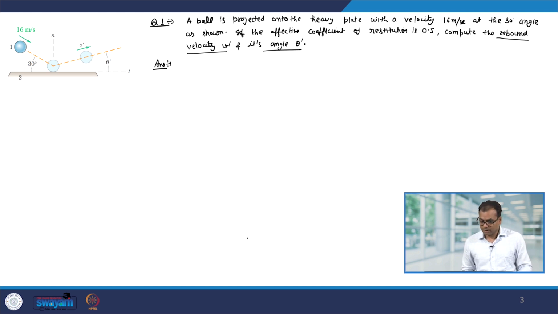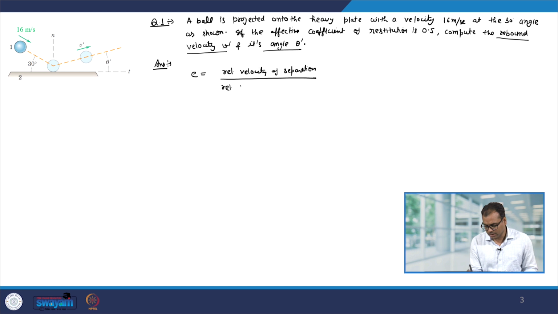It is also given that the plate is heavy. So, therefore, this plate does not move during the impact. Let us use the definition of E. So, E is relative velocity of separation divided by the relative velocity of approach. Okay. And this holds in the n direction. So, let us find out what is the relative velocity of separation and approach in the n direction.